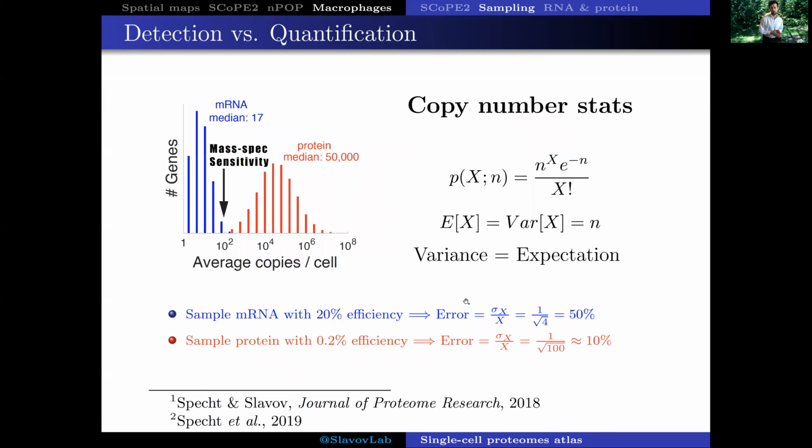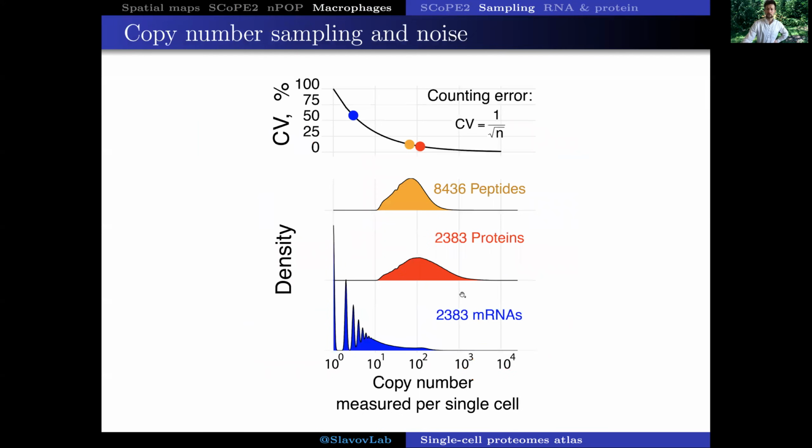Now, I want to come back to this point of our aspiration not only to detect, but to quantify proteins. Are we succeeding in this? To answer this question, we quantified the copy numbers of proteins and messenger RNAs detected for genes that were quantified both at the RNA and at the protein level. For messenger RNAs, there are some genes from which we get hundreds of copies, but for the majority of genes, we have only a few copies of messenger RNAs, which corresponds to relatively high counting error, as shown here on the top.